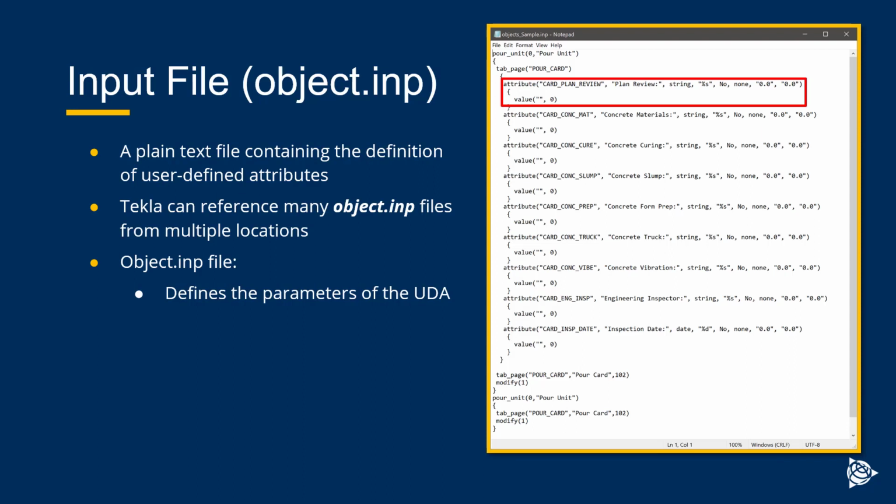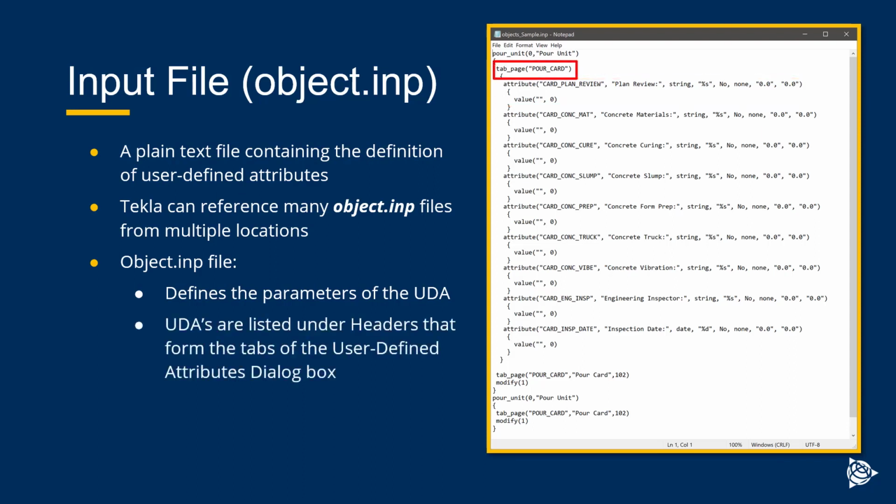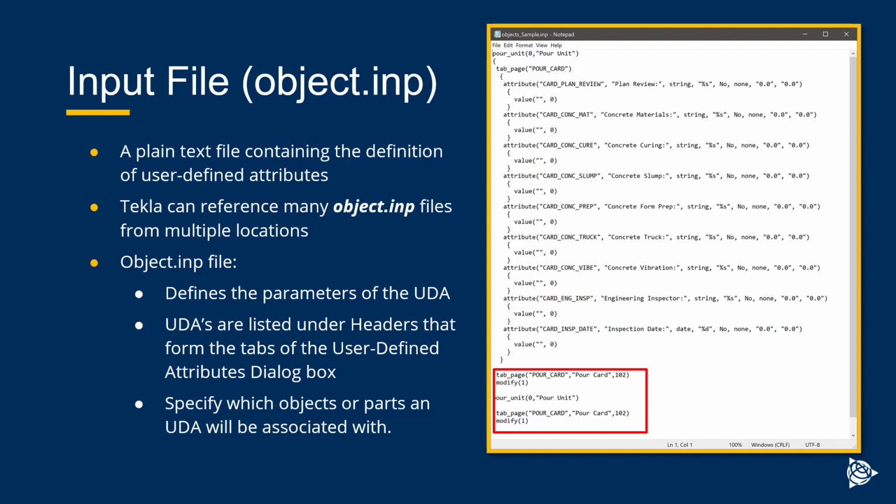Now, these attributes are listed under a header. This header contains all the attributes that will show up on a tab. So you can look at the header as the tab page, as it says there right in the image. And then lastly, we'll direct that tab page to be applicable to certain objects.